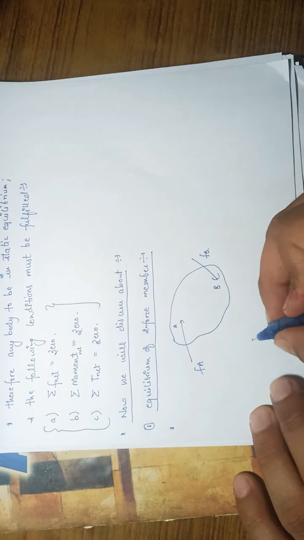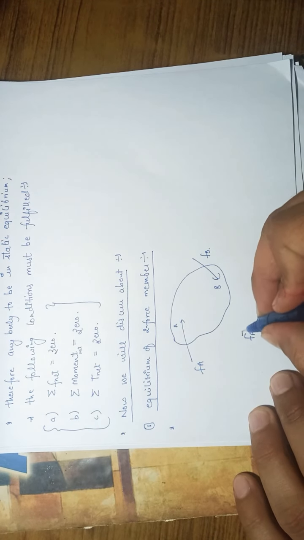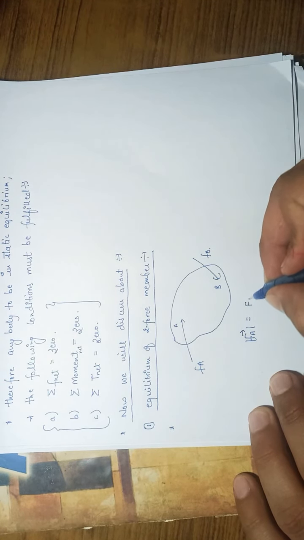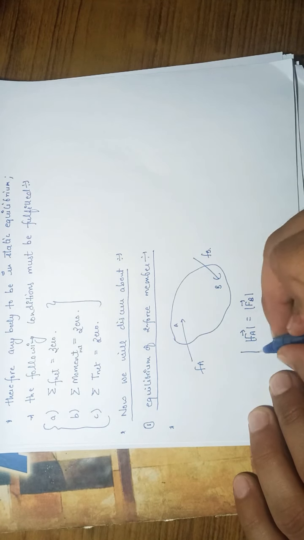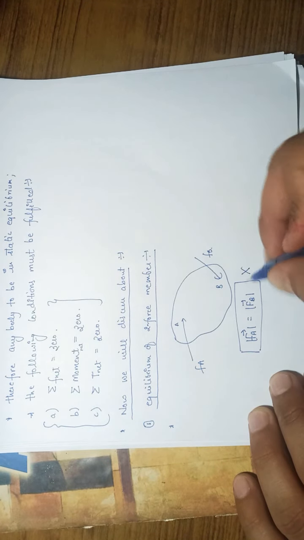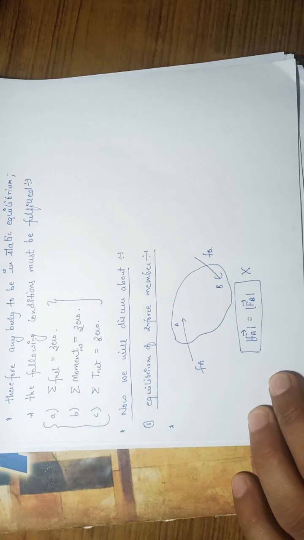See, neither FA is equal to FB, isn't it? Here this condition is not fulfilled. The magnitude of FA is not equal to FB, so the net force is not 0.